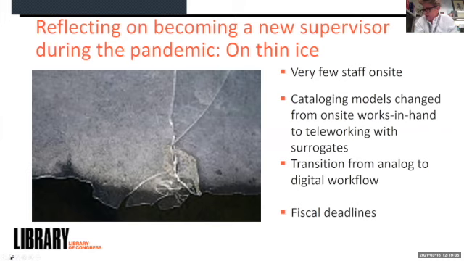Cataloging models in place for decades had changed from on-site desk work, items in hand, to teleworking with laptops and surrogates. I mean, this may not seem like an enormous transition if you're in a university library, but most of the China section staff had never worked from home and had to learn an entirely new digital workflow. Next slide, please.